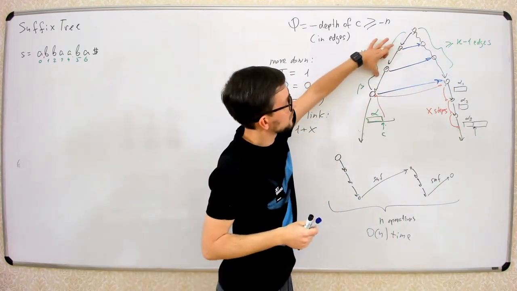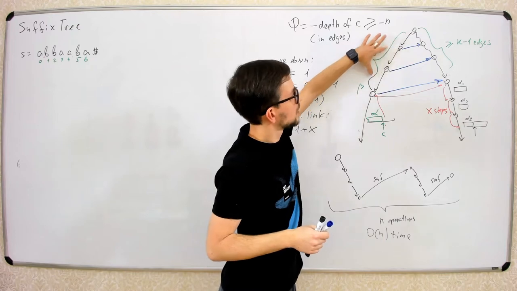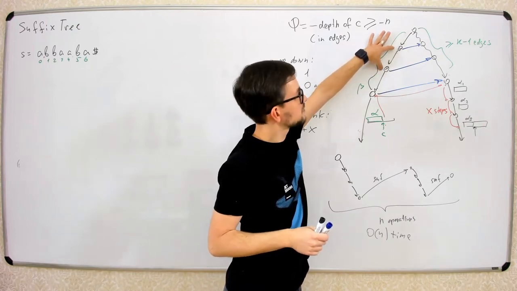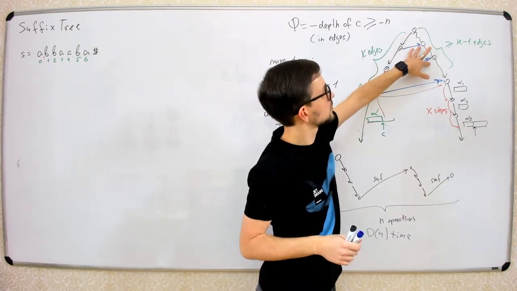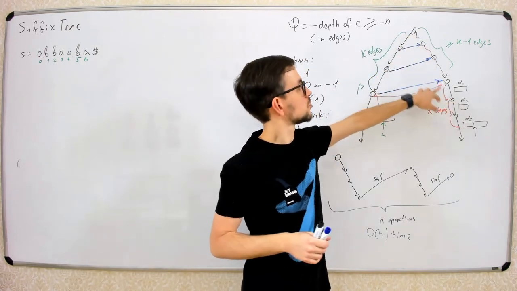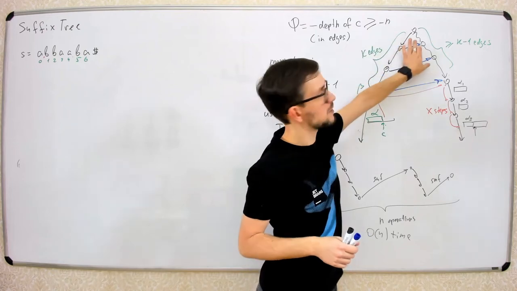So if we have some edges here, we have some middle nodes. These middle nodes have suffix links, and this suffix link should point to some nodes in this path. So the number of middle nodes here must be the same as the number of middle nodes here.